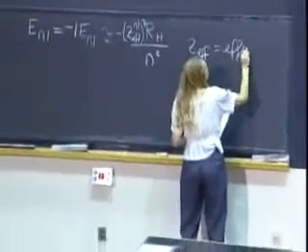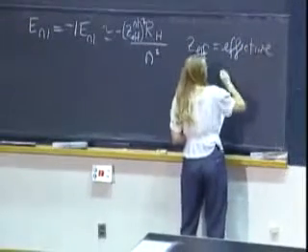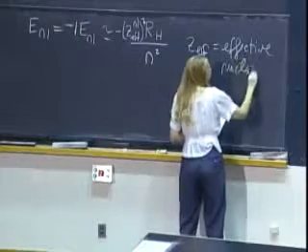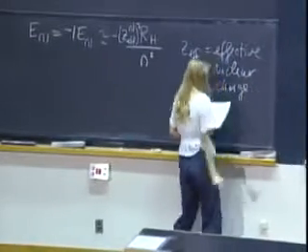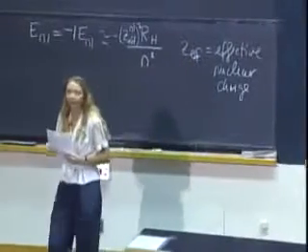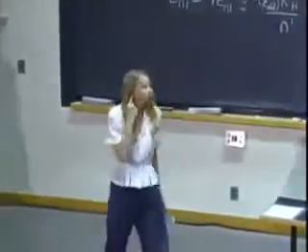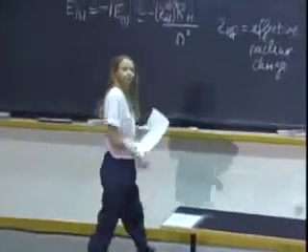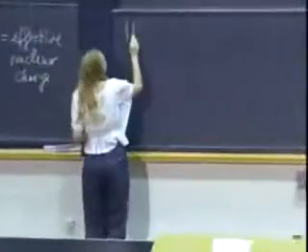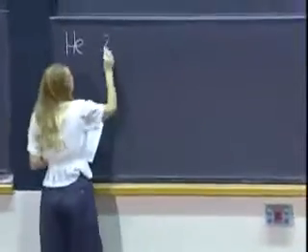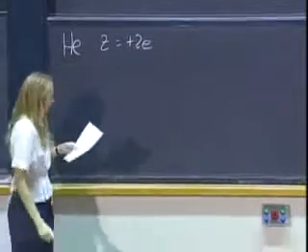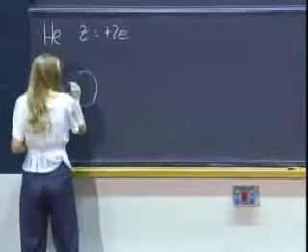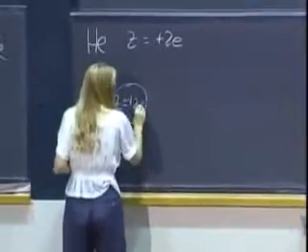Okay? This Z effective here is the effective nuclear charge. It is not the nuclear charge. It's the effective nuclear charge. Why? Well, because of shielding. So let's try to explain that. So let's take helium. All right? Helium, Z is equal to plus 2e. All right? So we have plus 2e here.